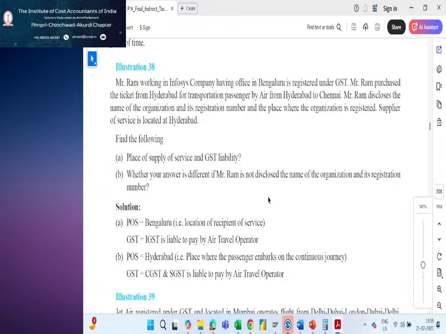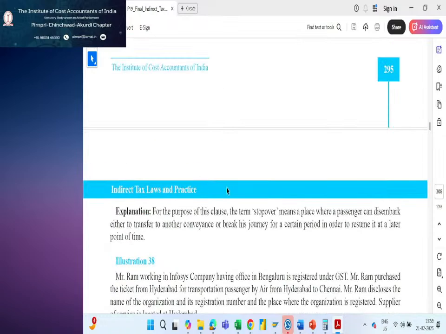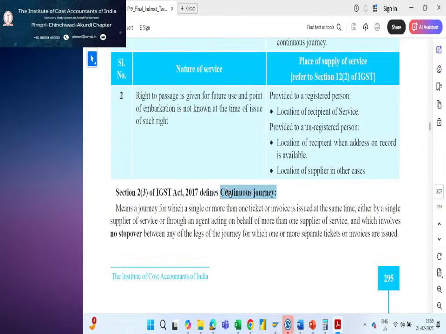Mr. Ram, working in Infosys company, having office in Bengaluru, is registered under GST, and Ram purchased the ticket from Hyderabad for transportation of passenger by air from Hyderabad to Chennai. Mr. Ram discloses the name of the organization and its registration number and the place where the organization is registered. Supplier of service is located at Hyderabad.